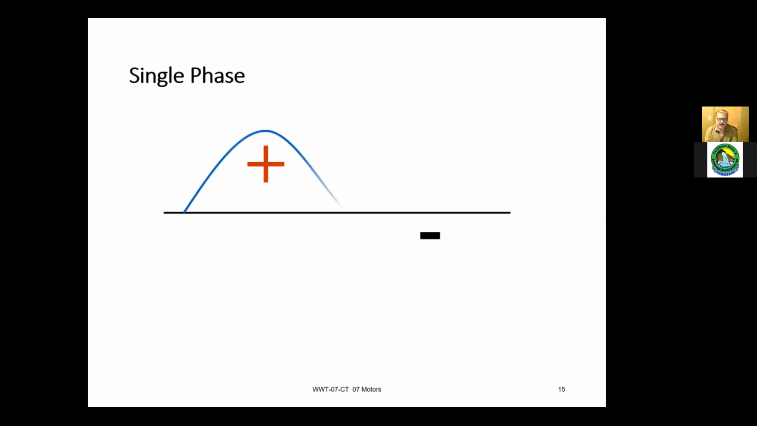So that's what single phase looks like as it's moving, alternating current. Good representation of the way to look at it.